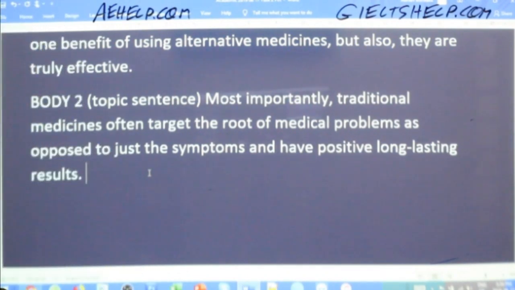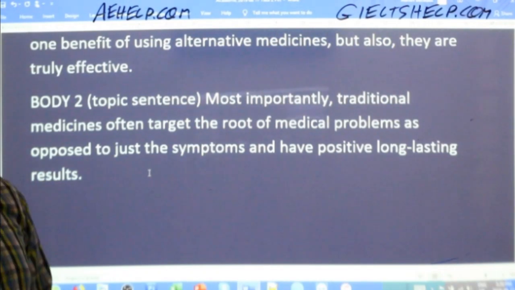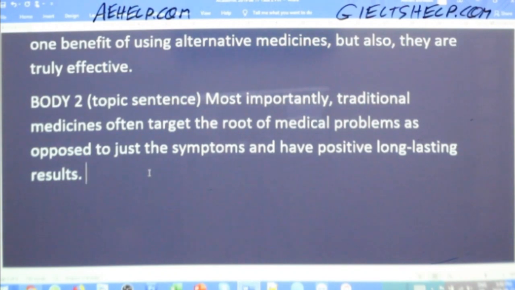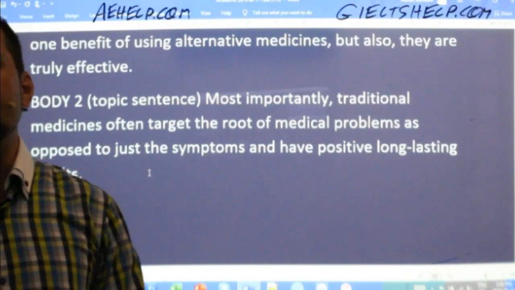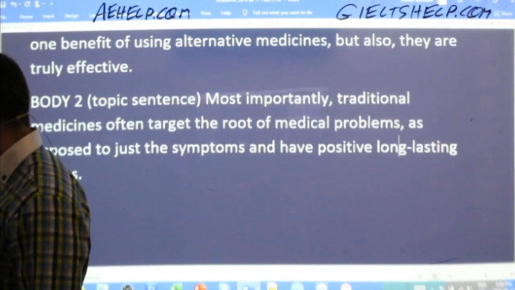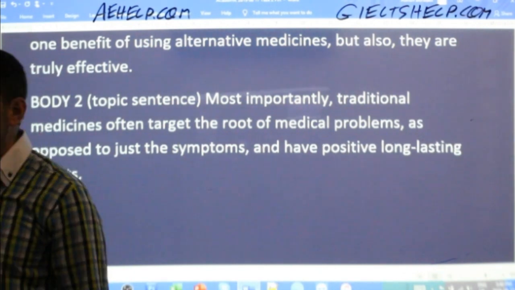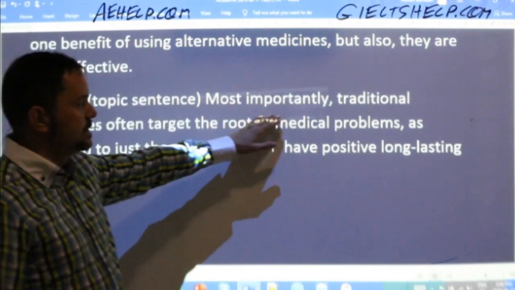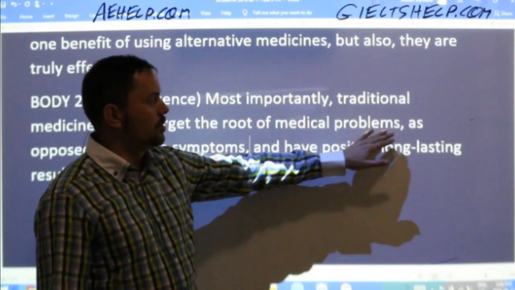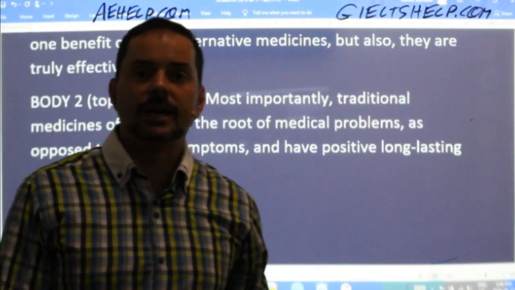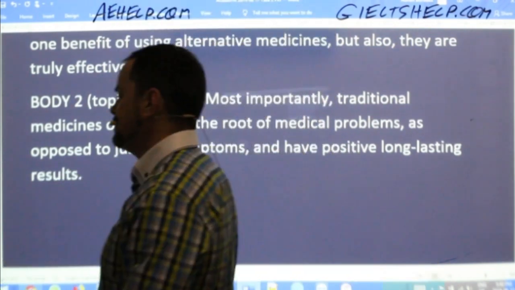So do I need any punctuation in this sentence? Maybe a semicolon? Amrit says no. Onisim says maybe a comma with the as. Yeah, so I could definitely include a comma here. And a comma here. Okay, because that's an additive clause. So again, if I count these as a third stop, then I can read it like this. Most importantly, traditional medicines often target the root of medical problems, as opposed to just the symptoms, and have positive, long-lasting results. Okay? Good.